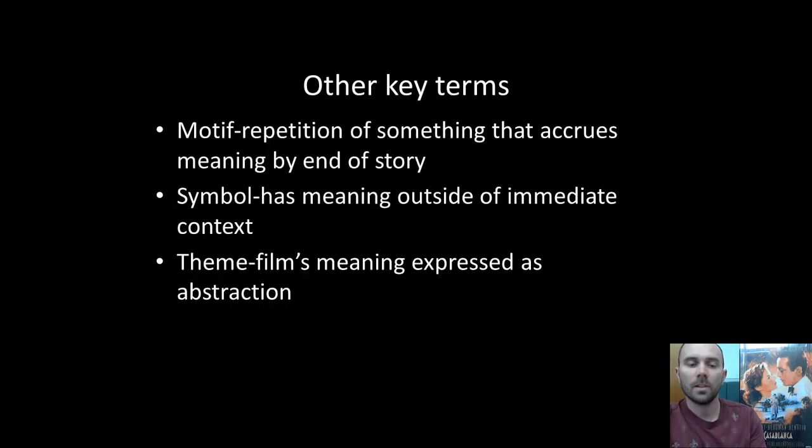Now, by significance, we typically mean that the motif can be related to something symbolically. So it could be related to the theme of the film, to the development of a character, or the creation of the film's mood or atmosphere or its tone. Because certainly in any film, there are going to be a host of words, images, objects that are repeated throughout, but by the end of the film accrue no significant meaning by which we can append it to some other larger thing in the film.